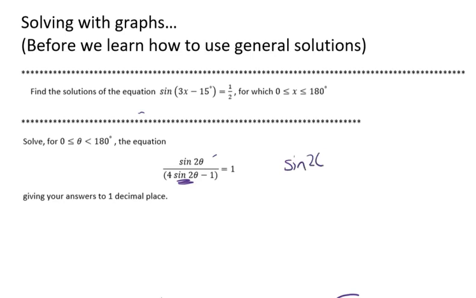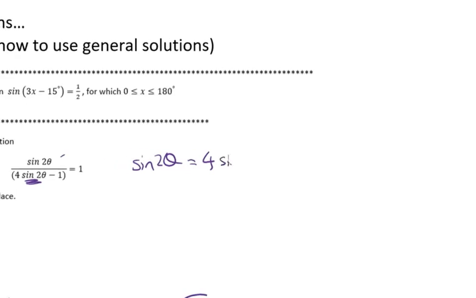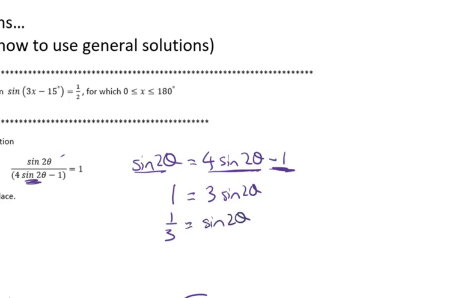We've got sine of 2 theta is equal to 4 sine 2 theta, take away 1. We can treat these as like terms, and we can add 1 to both sides. So we get 1 is equal to 3 sine 2 theta. So finally, I've got an equation to solve, which is 1/3 is equal to sine of 2 theta. And then off we go again with our substitution. We let u equal 2 theta, and then we solve sine of u is equal to 1/3.